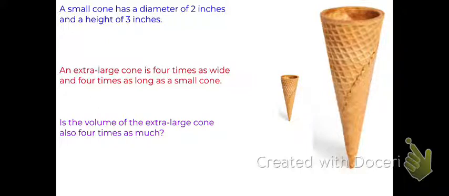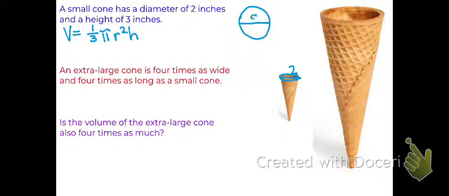So first, let's find the volume of the small cone. Using this formula, we need to know the radius of that small cone and also the height. It tells us the diameter of that small cone is 2. So that means all the way across is 2. Diameter goes from one edge of the circle to the other. But we don't want to know the diameter. We need to know the radius, which is from the center to the edge. The radius is always half of the diameter.